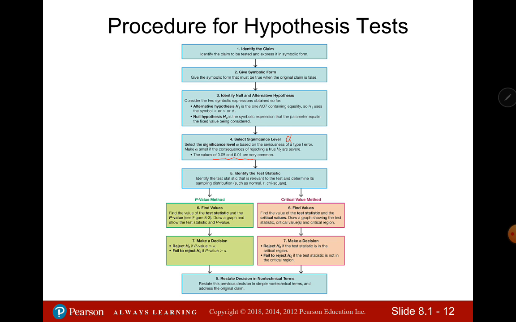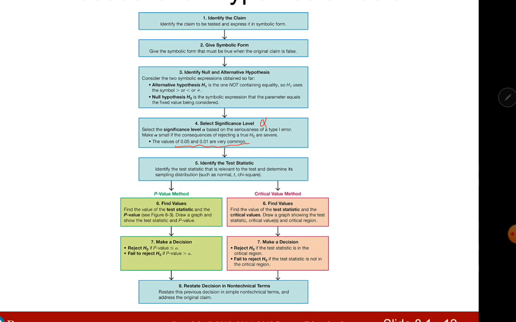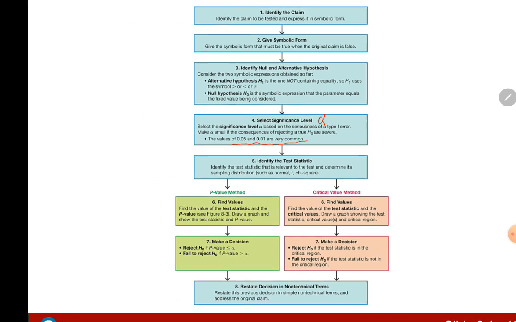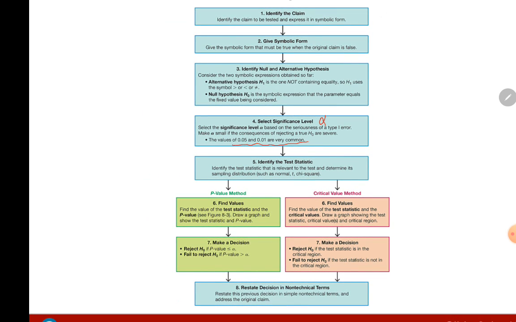If the question didn't tell you the significance level, then we use the default one, 0.05. The two most common values of alpha are 0.05 and 0.01. So next step, we will try to find the test statistic by using the correct formula. Sometimes it's the z-test, sometimes it's the t-test, because we do not talk about the hypothesis test about variance, so we only have the t-test and the z-test. After we have the test statistic, then we have two methods.